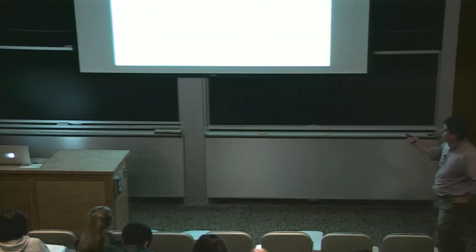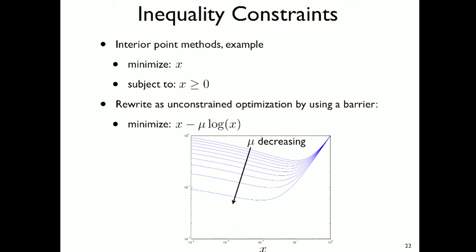Okay. Here's an example of this sort of interior point method, a trivial example, right? Minimize x subject to x being positive. So we know the solution lives where x equals zero. Okay, but let's write this as unconstrained optimization using a barrier. So minimize x minus mu times log x. Here's x minus mu times log x.